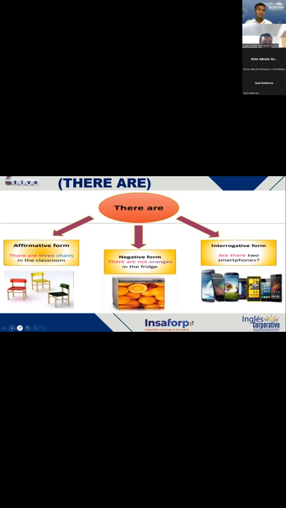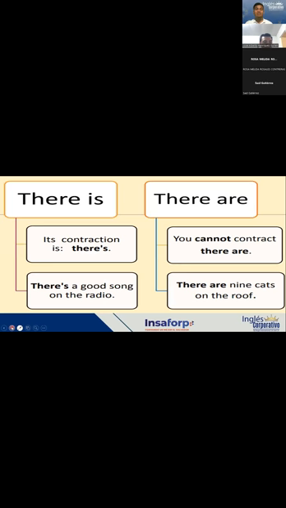So let's move on, because nobody has questions. So, here we have very important things. Lo que le venía diciendo a Saúl, I guess. Yes. Here, we have a very important information that you always have to remember. It says, there is, its contraction is theirs.